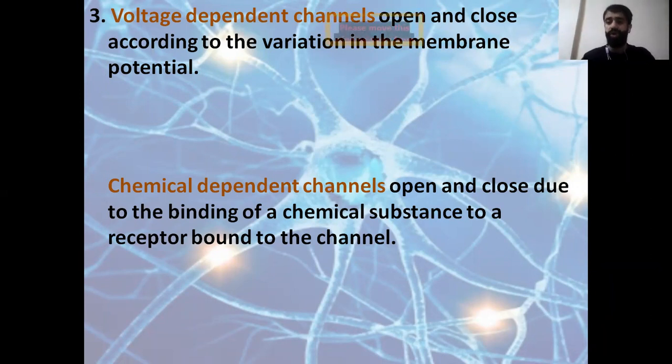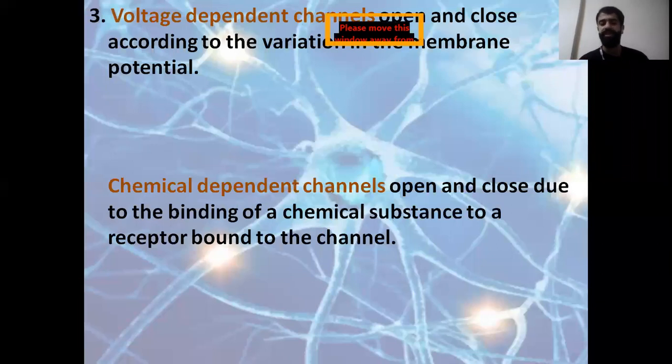Whereas chemically dependent channels open and close according to what? According to the binding of specific chemical substances to the receptors that are found on these channels. And in class K plants, they are voltage-dependent channels. So these are the differences between voltage-dependent and chemical-dependent channels. Chemical-dependent channels open and close due to the binding of a chemical substance to receptors found on these channels.